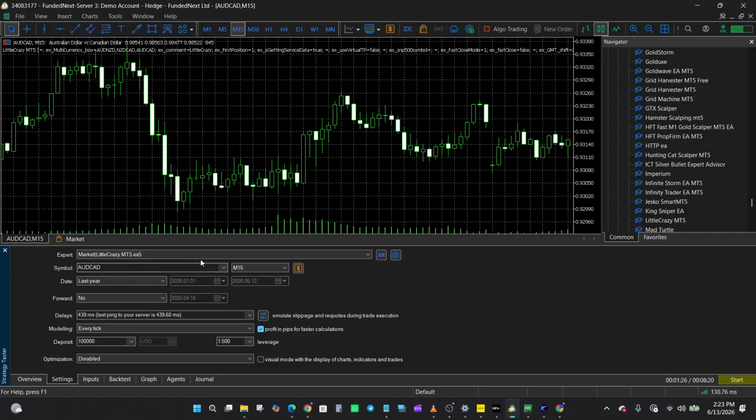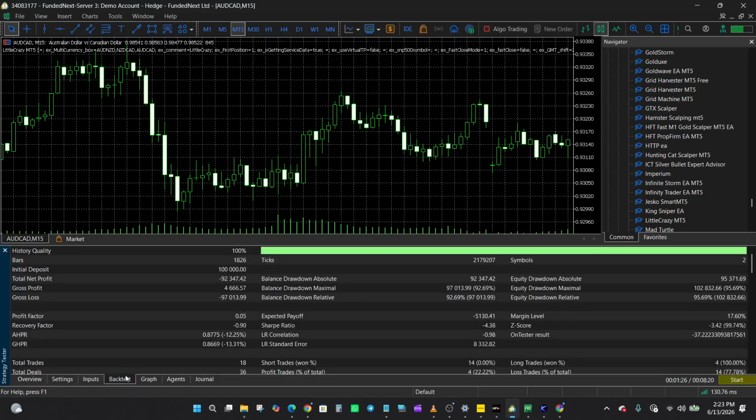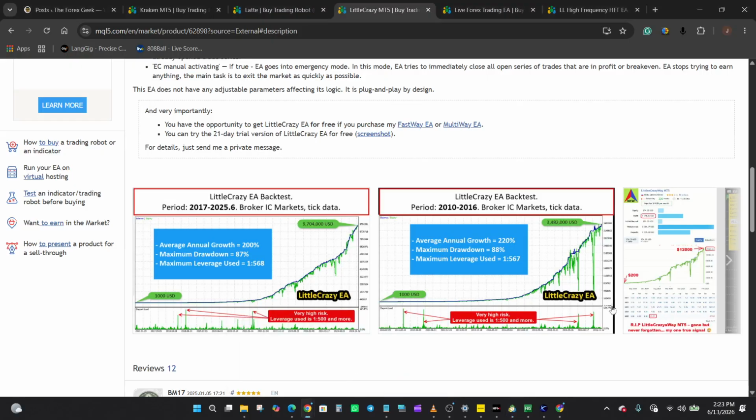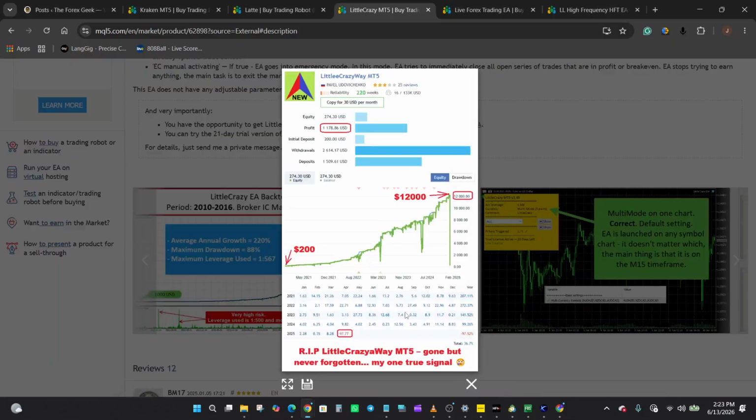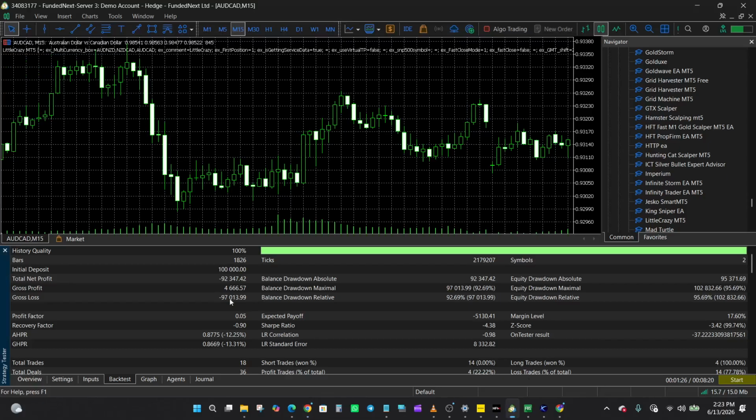So we're testing the LittleCrazy EA on AUDCAD on the M15 time frame, and we are running the backtest from the beginning of this year till date. All right. As for the delays, we are using the last ping to the server, every tick modeling, and from the backtest results, well, I'm not surprised because you can see that eventually the EA recorded a massive drawdown that almost blew the account. So here from our backtesting, I'm also seeing that the EA from an initial deposit of $100,000, net profit was negative 92,347.42.